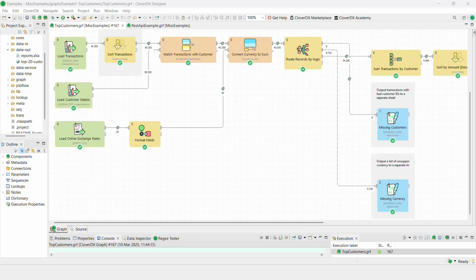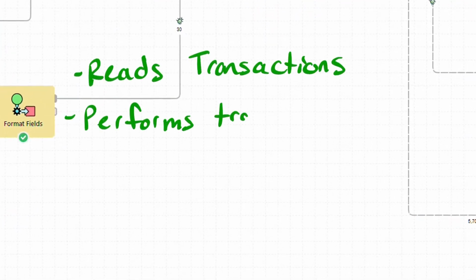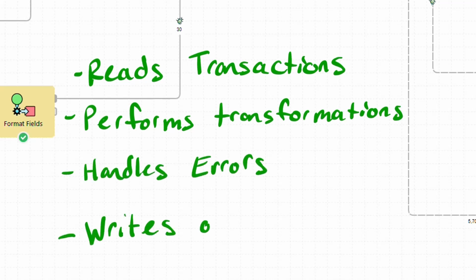This example reads a list of transactions, performs some transformations and aggregations to get the top 20 customers by total spending, handles some errors, and then finally writes those top 20 customers into a report spreadsheet. Let's take a look at it in more detail.